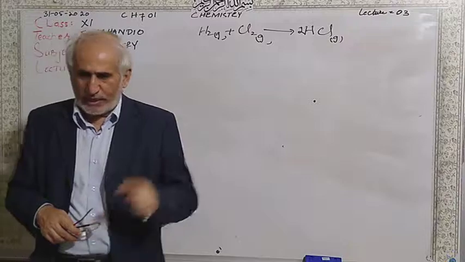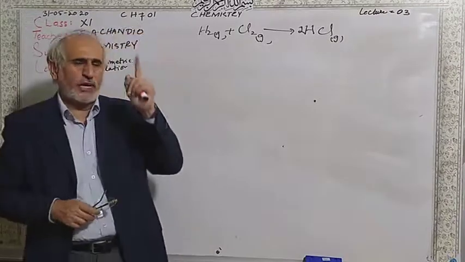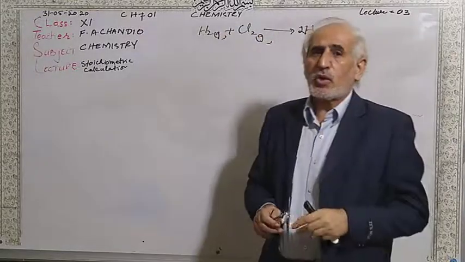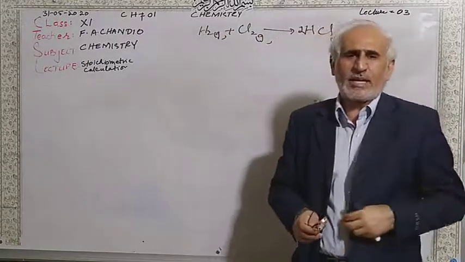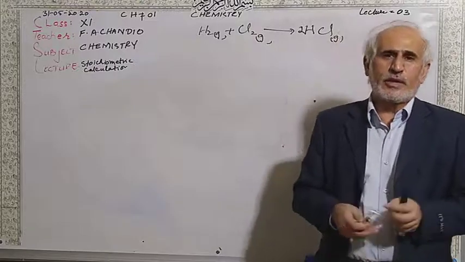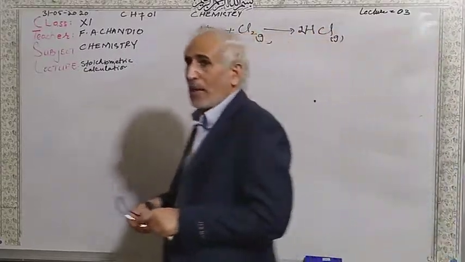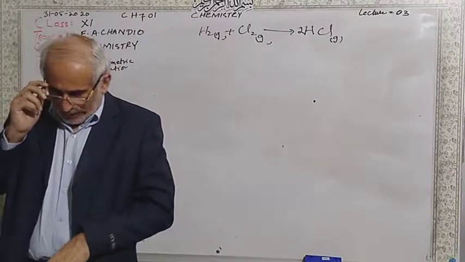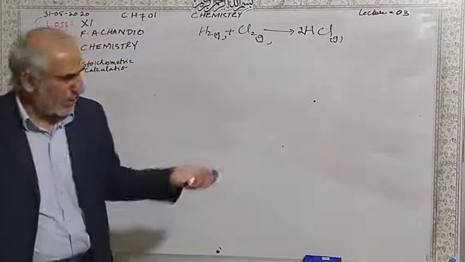This equation shows that 1 mole of hydrogen reacts with 1 mole of chlorine to give 2 moles of hydrogen chloride. I told you in the previous lectures that this molar ratio may be the same or different in the balanced chemical equation. Moles may be the same, may not be the same.